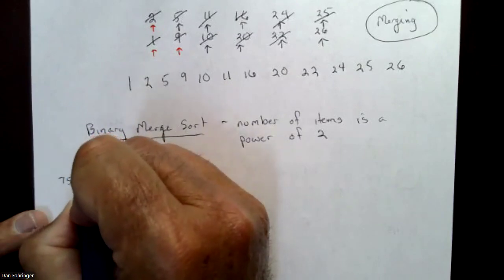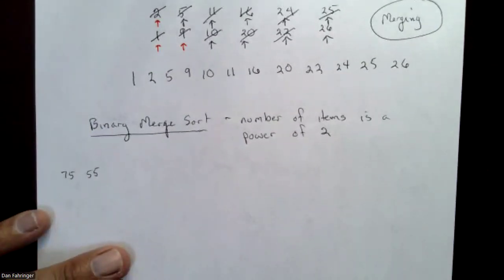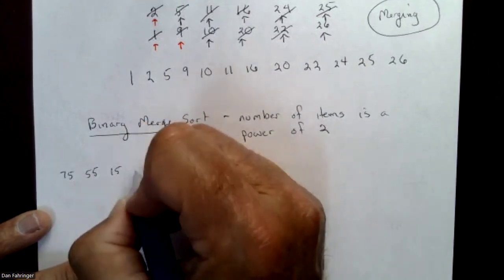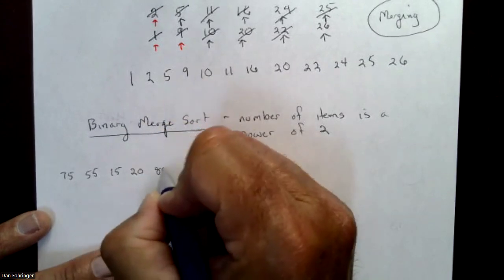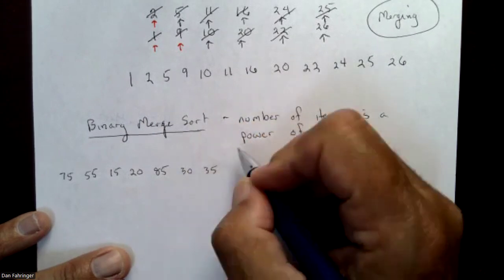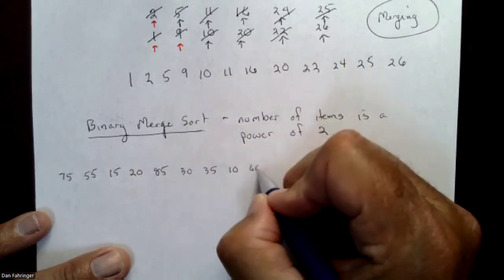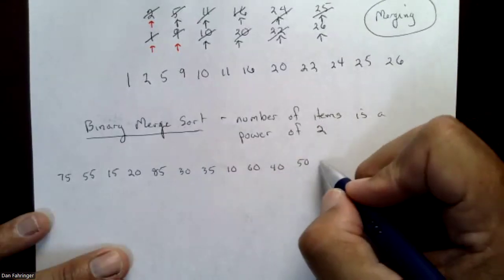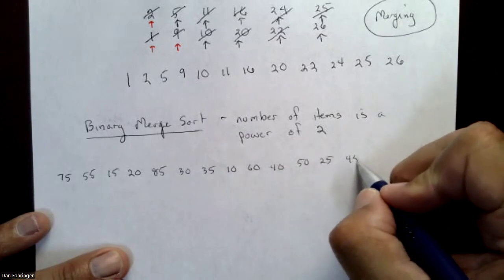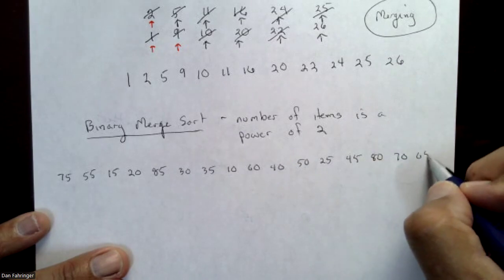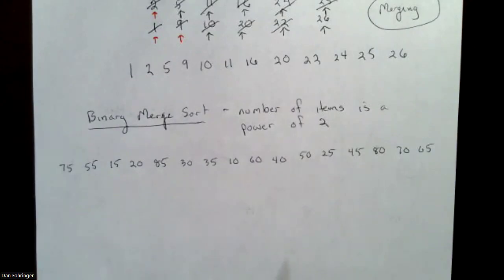75, 55. I used to do this in the classroom with 3x5 cards up on the board. It was a lot nicer. 15, 20, 85, 30, 35, 10, 60, 40, 50, 25, 45, 80, 70, and 65. And what I've learned is I need to go through the numbers so you can write them down while I'm saying them.